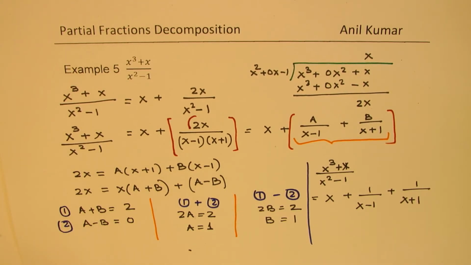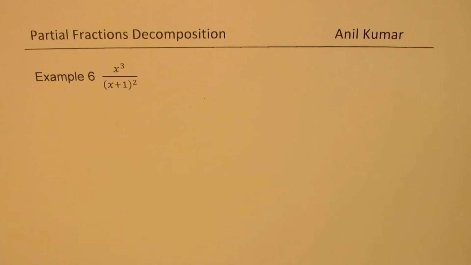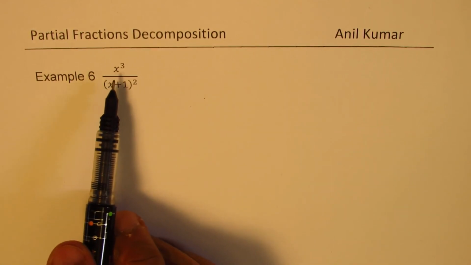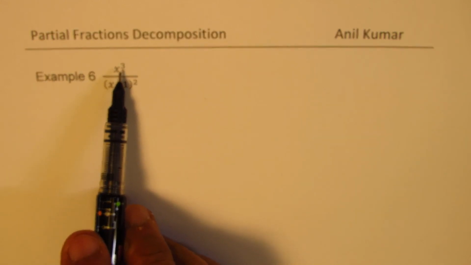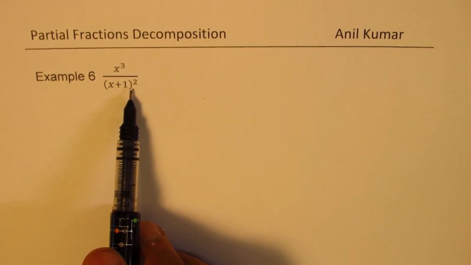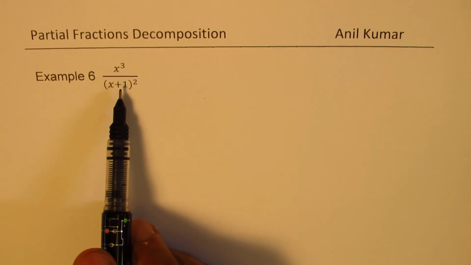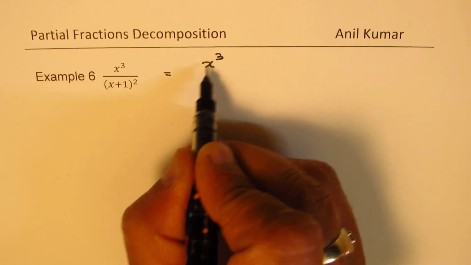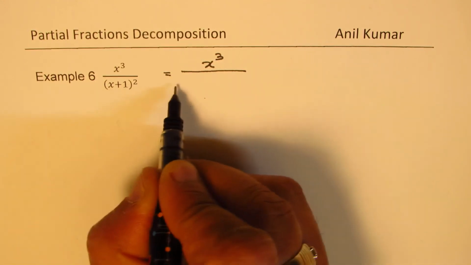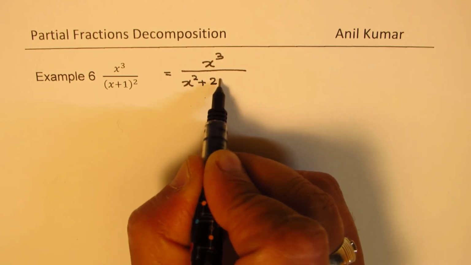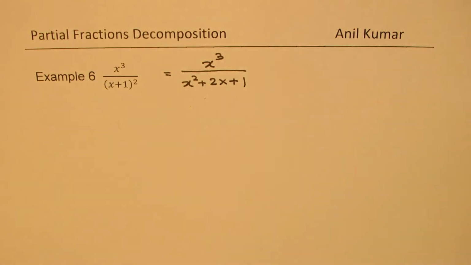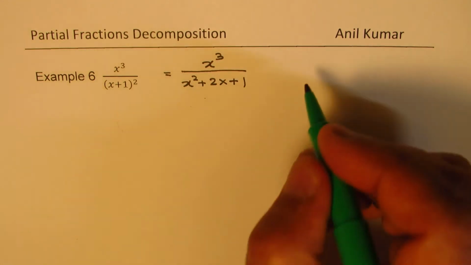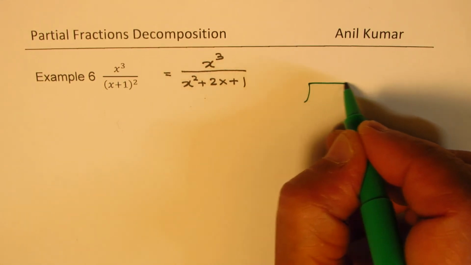However, the degree of the numerator is 1 higher. So here is the last example. I would like you to pause the video, answer this question, and then look into my suggestions. As you see here, the numerator is of degree 3 and the polynomial in the denominator is degree 2. So we could divide and simplify it first, right? So we could also write this as x cubed over, expanding this, x squared plus 2x plus 1. That helps us to divide, correct?